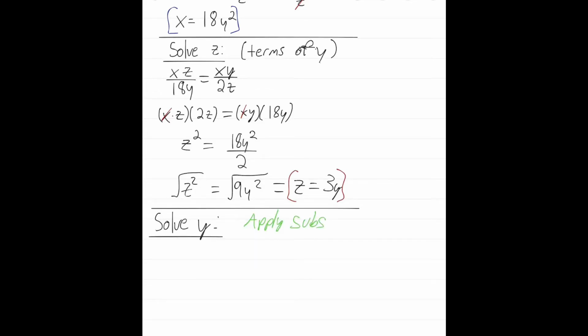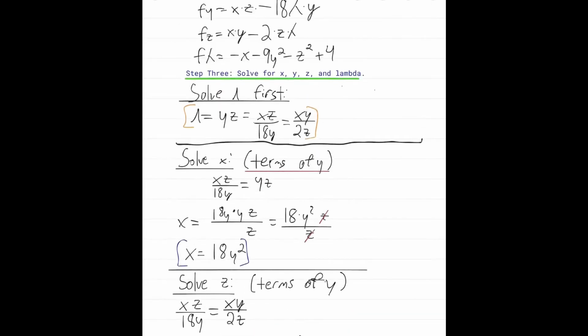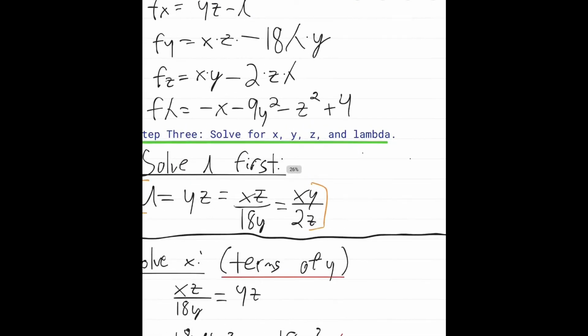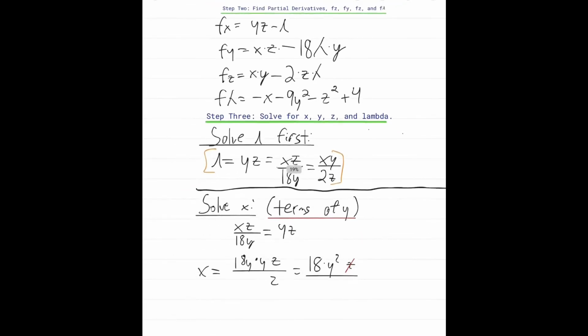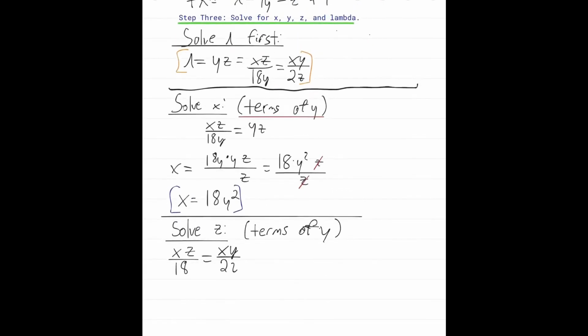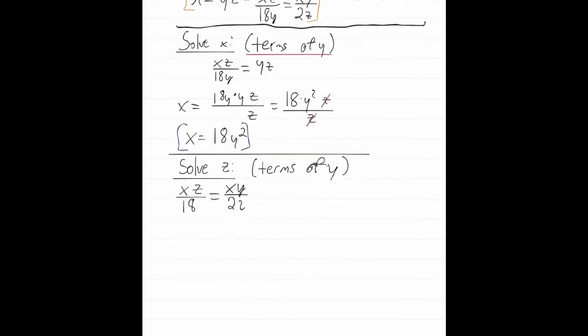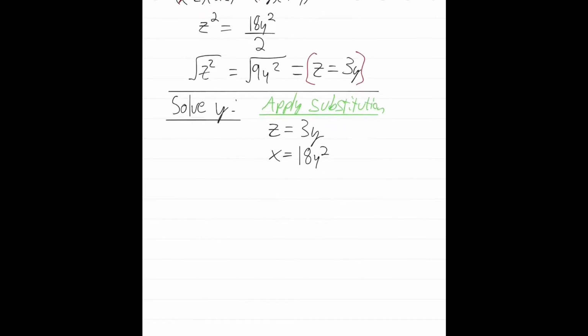So now we can solve for y, and we're going to apply some substitution. I'm going to write down these equalities that we have. X is equal to 18y squared, z is equal to 3y. And now I'm going to use the last equation, the one right here we have for the partial lambda, which is minus x minus 9y squared minus z squared plus 4. What I can do is set this equation equal to 0, because remember, this is all equal to 0. So by moving it to the other side, by adding plus x plus 9y squared plus z squared, I can set it equal to 4. So that's exactly what I'm going to do.